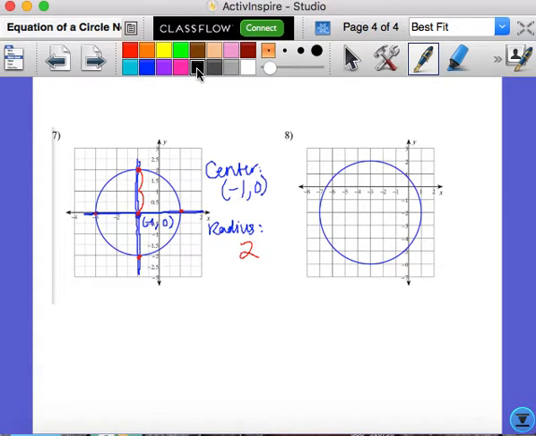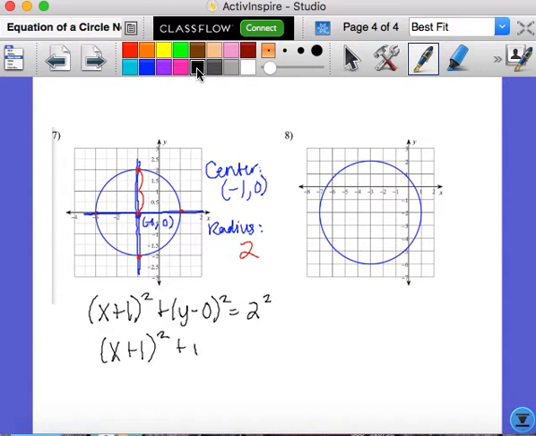All I need to do with that information is what we did before. Go ahead and plug that in to the formula, and then simplify as much as you can. So that y - 0 simplifies to just y, and 2 squared simplifies to 4. Try number 8 on your own. Pause the video if you need to, and then come back to check.